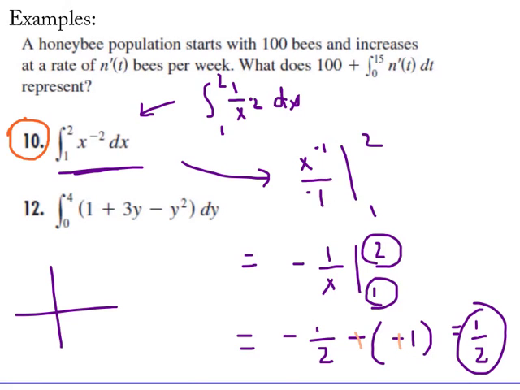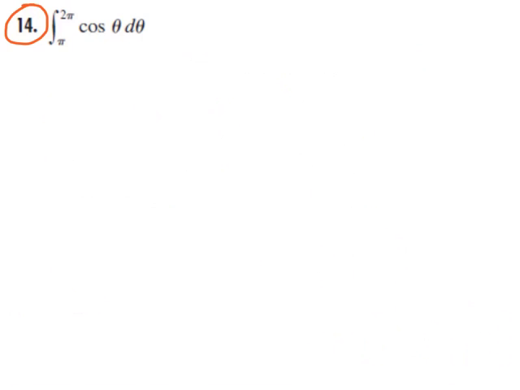Graphically, just kind of remember what you're doing. 1 over x squared looks like this, and when we find the integral, we're finding the area between 1 and 2. So again, that area is a half.